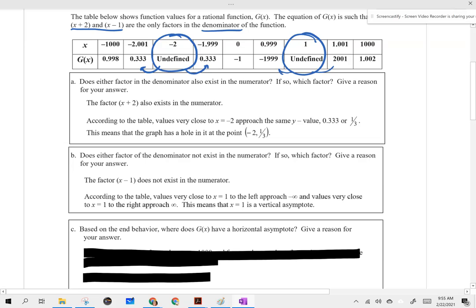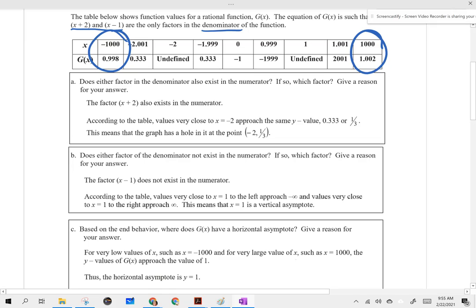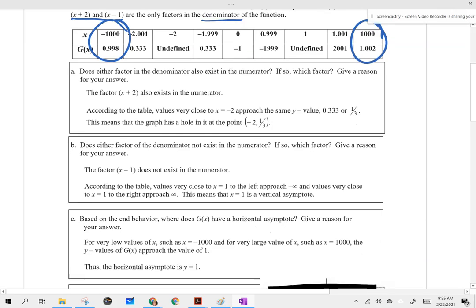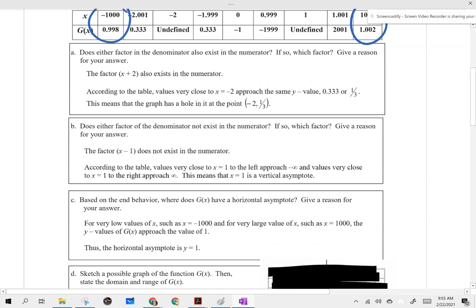On C, based on the end behavior, where does g of x have a horizontal asymptote? Give a reason for your answer. So again, at this point, what we're doing is we're looking at the end behavior, the very ends of that table. And you can see for very low values of x, such as x is equal to -1,000, and for very large values of x, such as x is equal to 1,000, the y values approach the value of 1. Thus, the horizontal asymptote is 1.